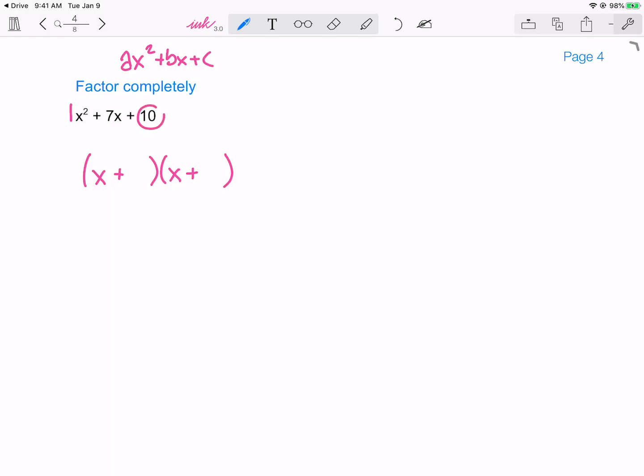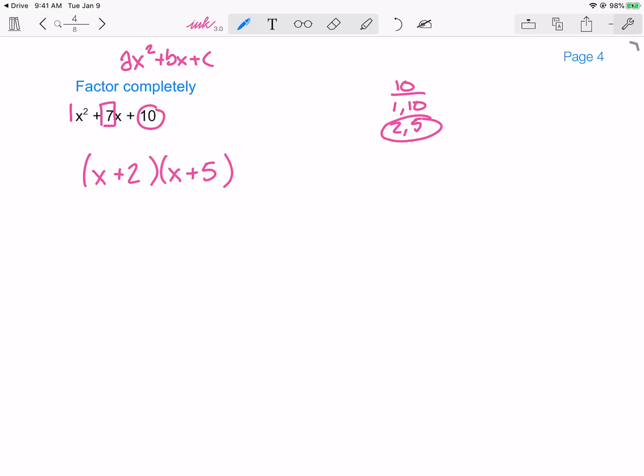Then all I have to look at are the factor pairs of 10. Well, that's 1 and 10 or 2 and 5. Now this is one of the easier ones. Whenever your a value is 1, all you have to do is find the factor pair that adds up to your middle term, in this case, since we have a positive 7x. Well, that's 2 and 5. So I know this is x plus 2 and x plus 5.